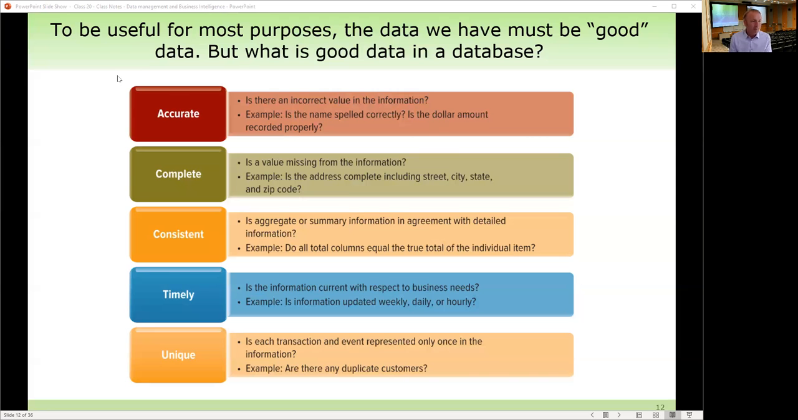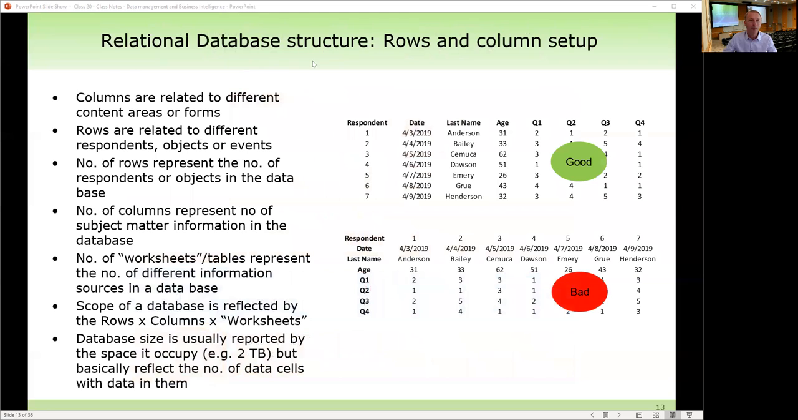I used to work for Siemens, and we did an analysis of the sales in January. Depending on what system we asked, we got 4 different numbers for the total sales for January, which means that it is not unique. So we have to make sure that each transaction, for instance, or each event is represented only once in the information we have, so we can summarize it to the same number every time we summarize it. So that is a description of the 5 dimensions of good data.